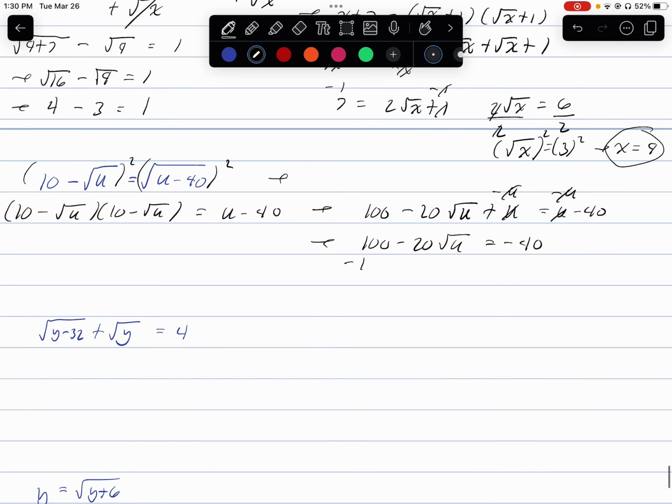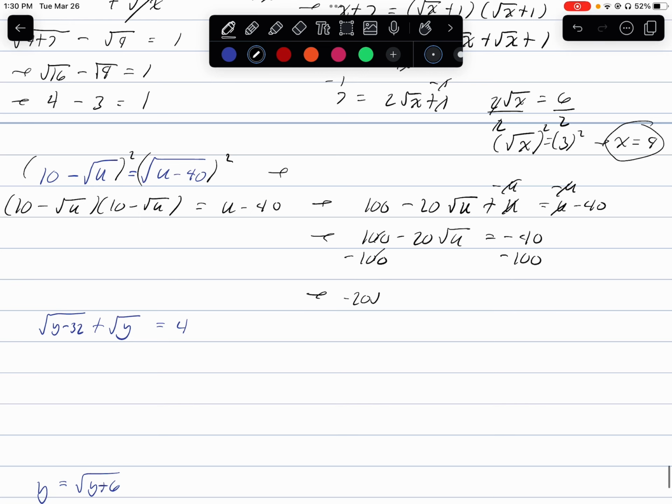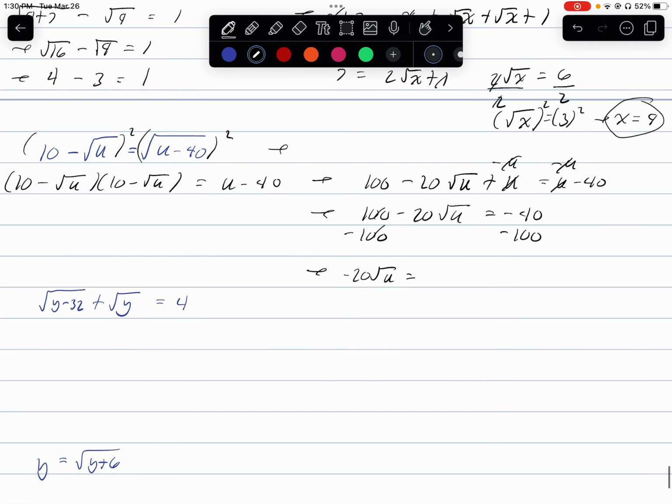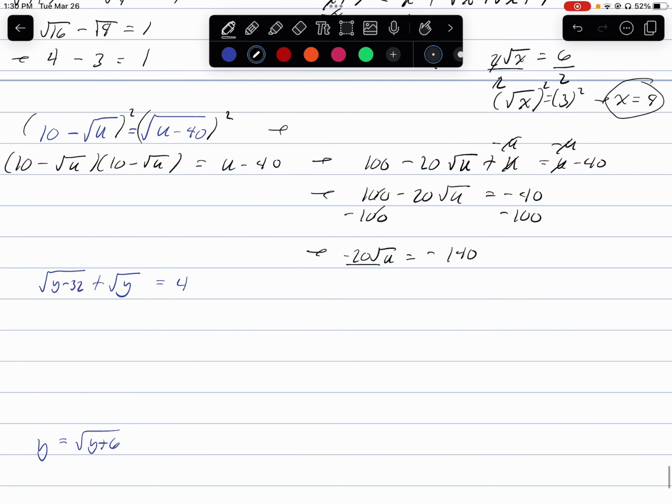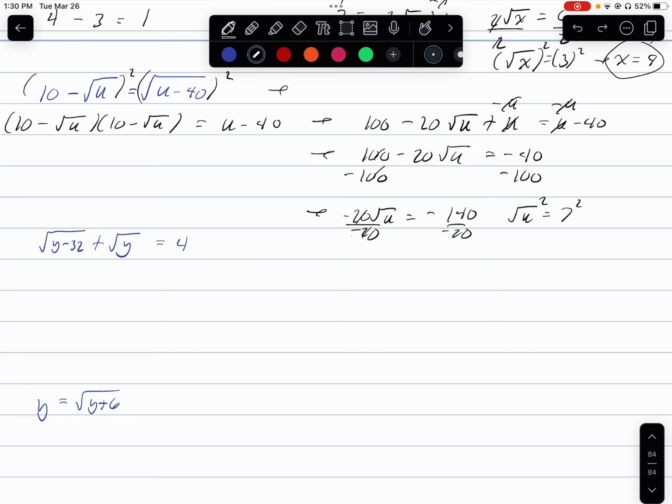Okay, so now we can take 100 away from both sides, and we're going to get that minus 20 times the square root of u is equal to minus 140. So now we can divide both sides by negative 20, and we get that the square root of u is equal to positive 7. So if we square both sides, we get u is equal to 49.